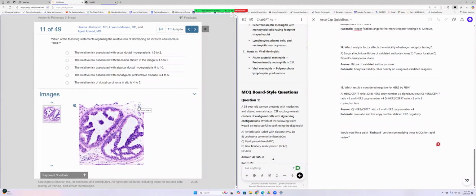Now we are back to this question. What is this? Which one of these is the relative risk?